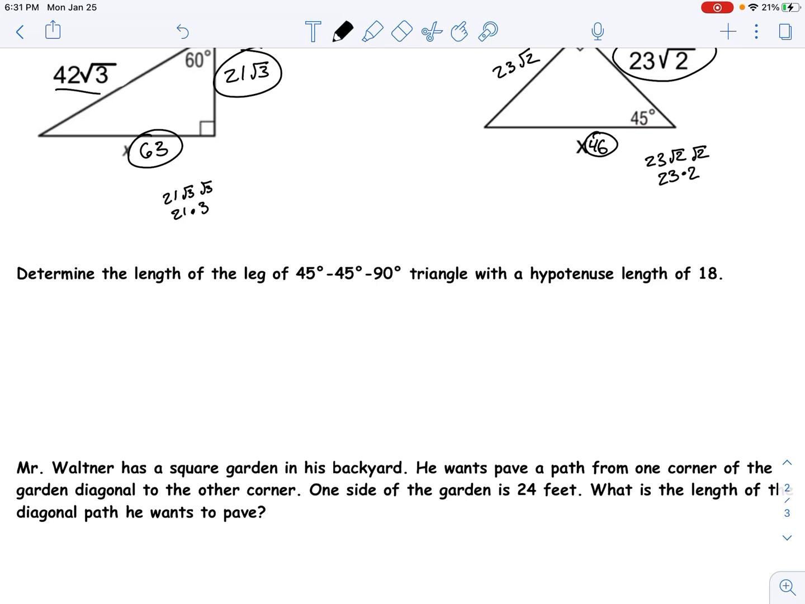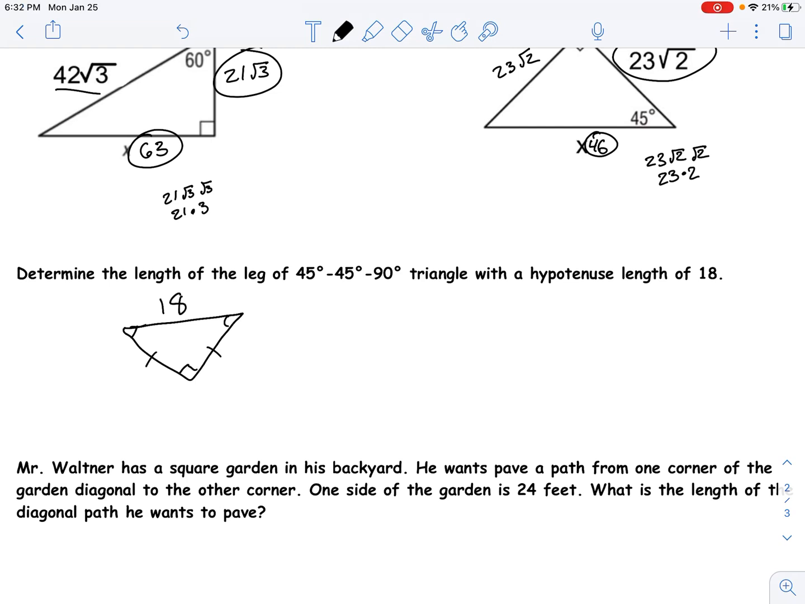Determine the length of a leg of a 45, 45, 90 triangle with a hypotenuse length of 18. This is a drawing. It's not that difficult of a drawing. We'll say those are the same. These sides are the same. It's a 45, 45, 90. This would be 18. This is a right angle.